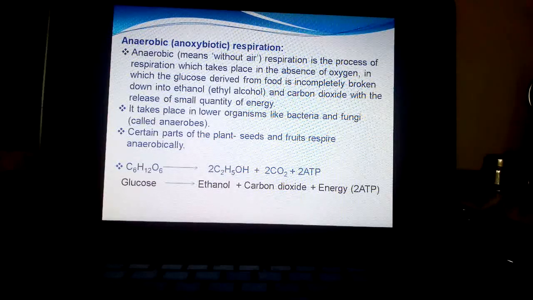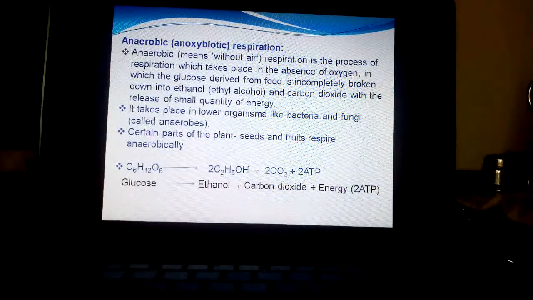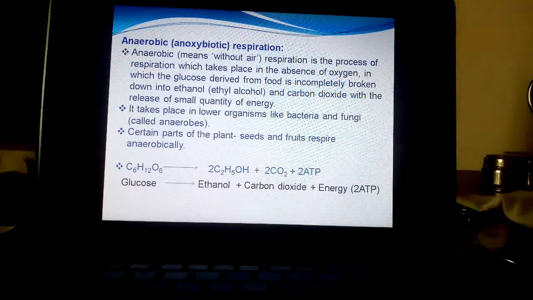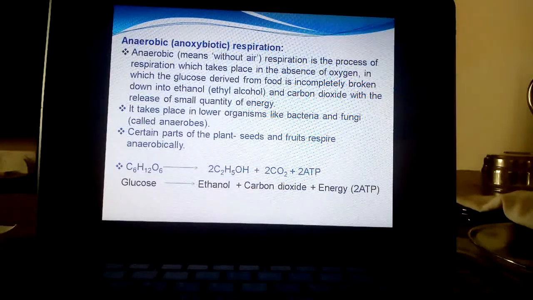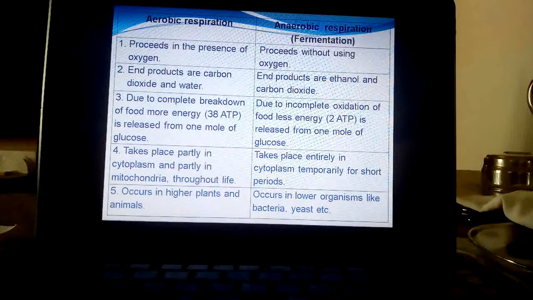Now, the equation: C6H12O6 gives rise to ethyl alcohol, or ethanol, 2C2H5OH plus 2CO2 and 2 ATP, 2 adenosine triphosphate. Now, the overall reactions we are going to learn in the form of a tabular column. Aerobic respiration one side, anaerobic respiration another side. Anaerobic respiration is also called fermentation. Got it, children? At the same time, you should not think that all fermentation is also called anaerobic respiration. No, anaerobic respiration is called fermentation.